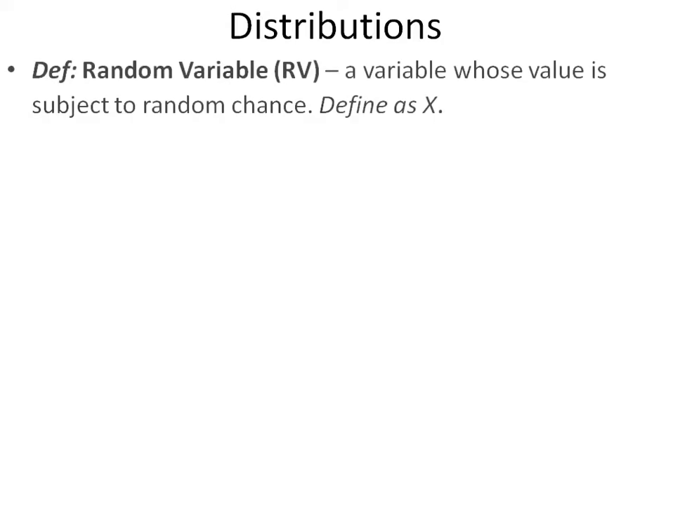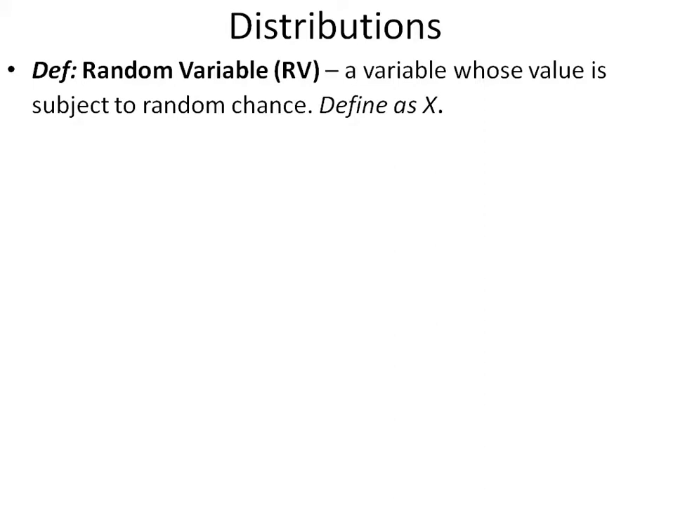And I'm going to begin with the definition of a random variable. And much like the name implies, a random variable is a variable whose value is subject to random chance. And for the length of this course, we'll be defining that as a big X. Unlike other mathematical variables that you've probably encountered, a random variable doesn't have one fixed value. Instead, a random variable can take on a range of different values with each value having an associated probability.